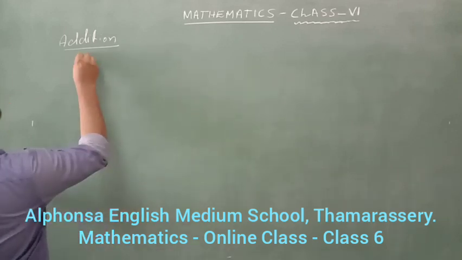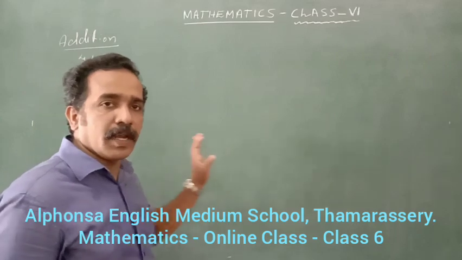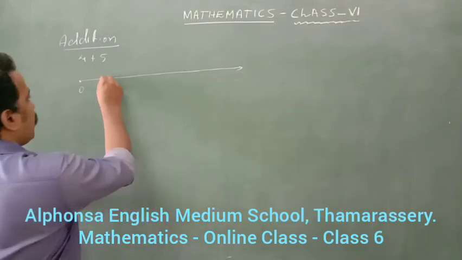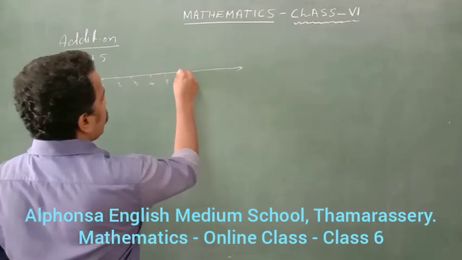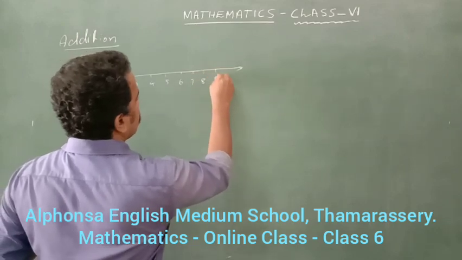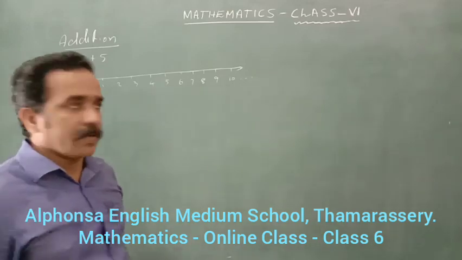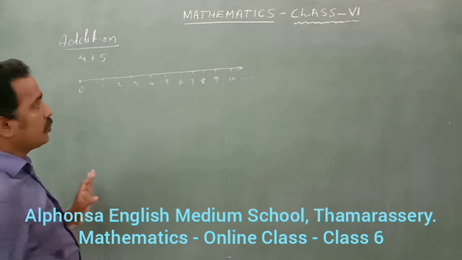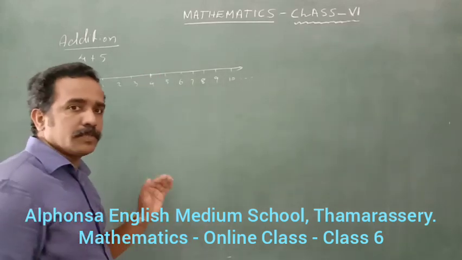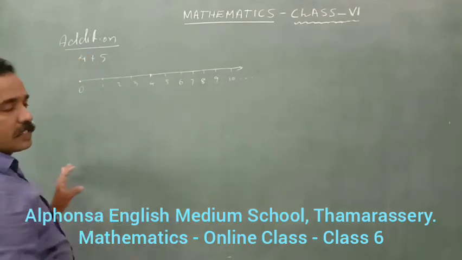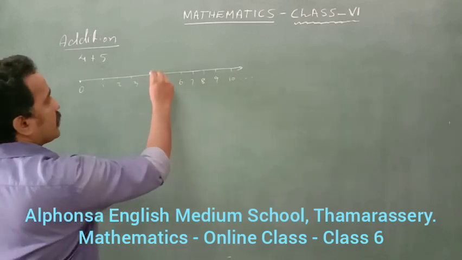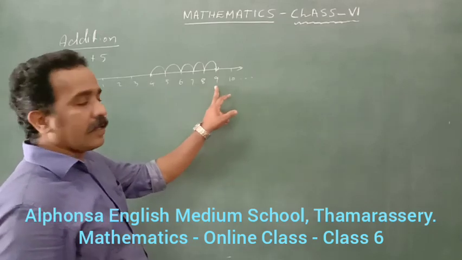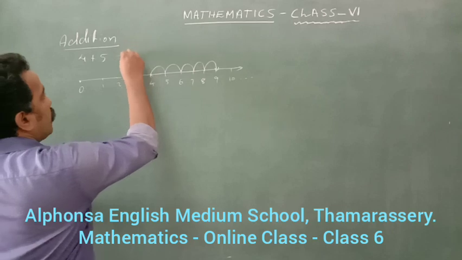One example, 4 plus 5. How can we add with the help of a number line? You have to draw a number line starting from 0. Whole numbers start from 0, and then 1, 2, 3, 4, 5, 6, 7, 8, 9, 10, and so on. This is a number line and it goes on like this. Here we have to add 4 and 5. To add 4 plus 5, start from 4. To add means to move towards the right on the number line. How many places do we move? 5 places. From 4, 5 places means 1, 2, 3, 4, 5. Where we reach is the answer. Then 9 is the answer. 4 plus 5 is equal to 9.